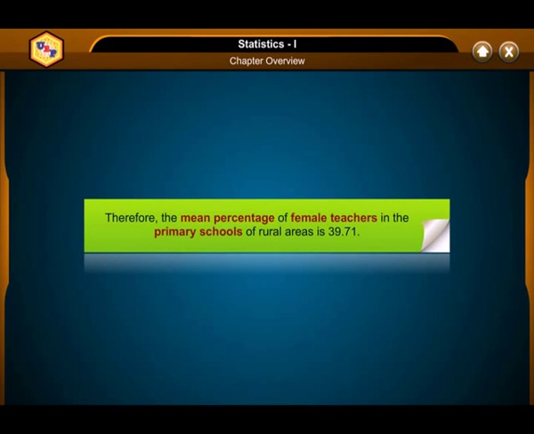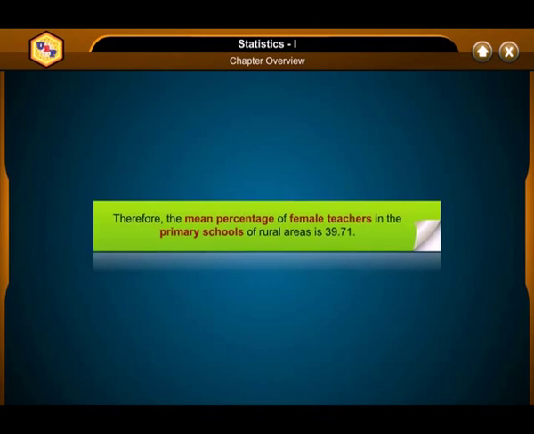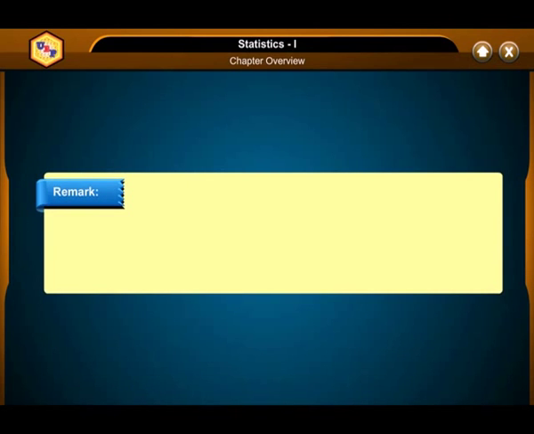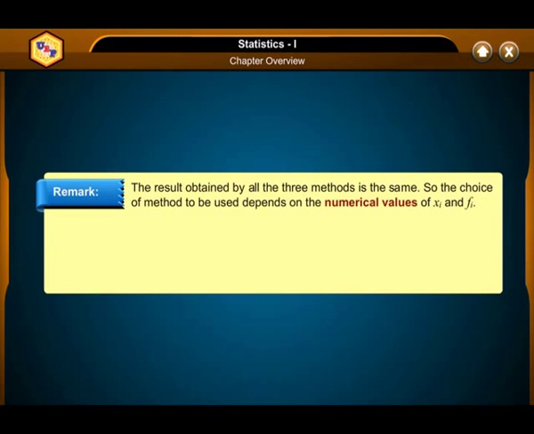Therefore, the mean percentage of female teachers in the primary schools for rural areas is 39.71. Remark: the result obtained by all the three methods is the same. So the choice of method to be used depends on the numerical values of xi and fi.